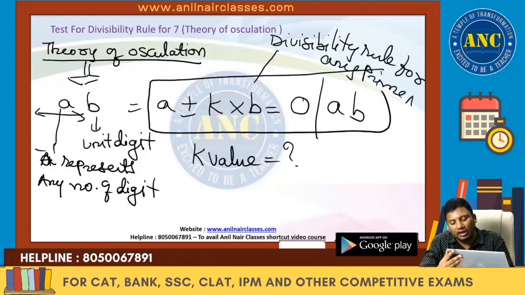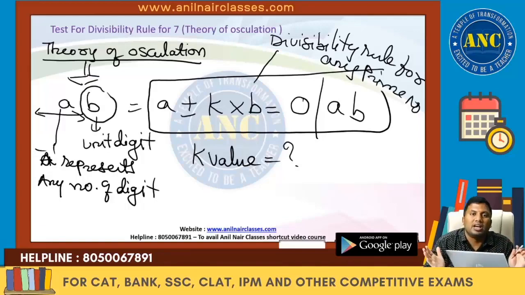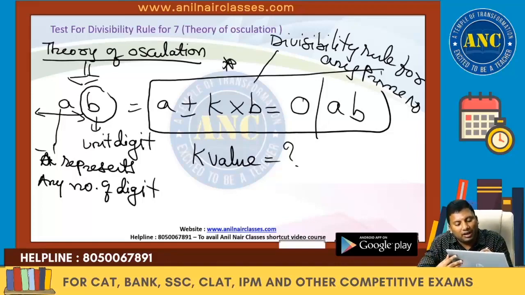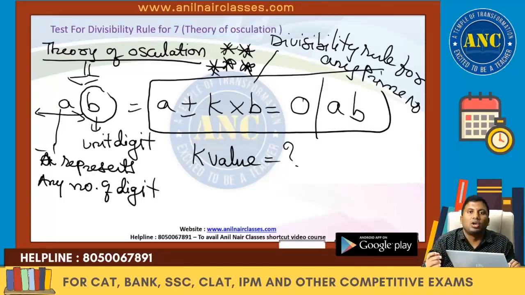Don't take the wrong information. I am not saying that AB is a 2-digit number. I am saying that B is the unit digit, and A could be any number of digits. If you can find the value of K satisfying this equation, the divisibility rule for any prime number can be obtained. Are you all with me?